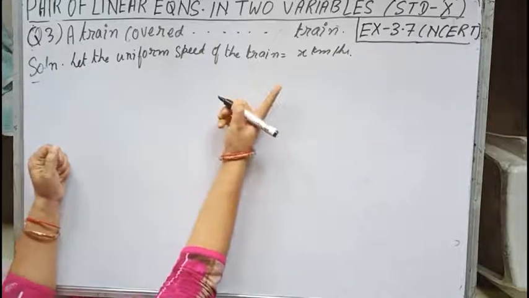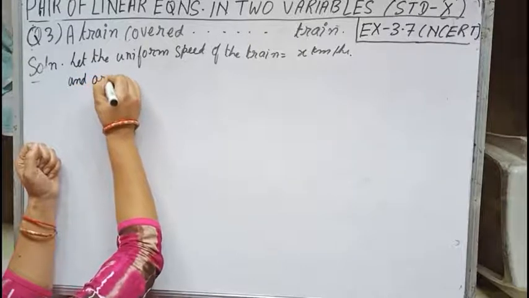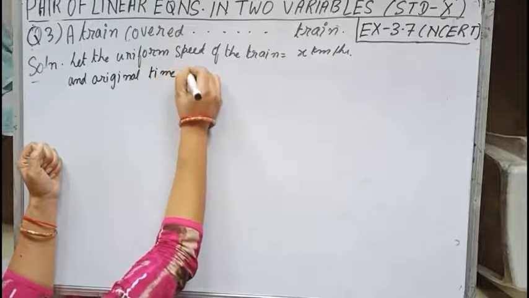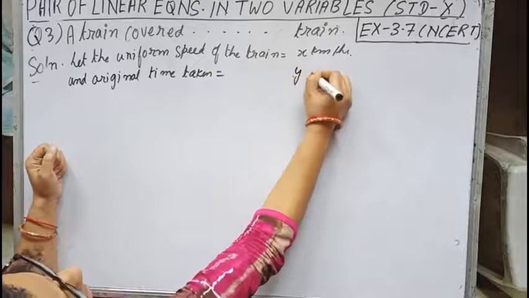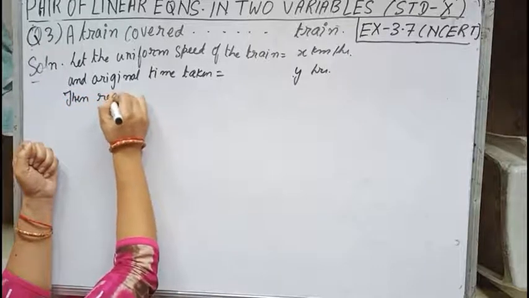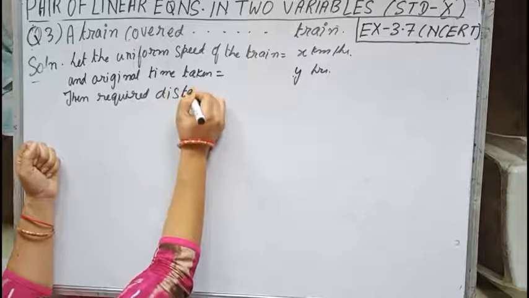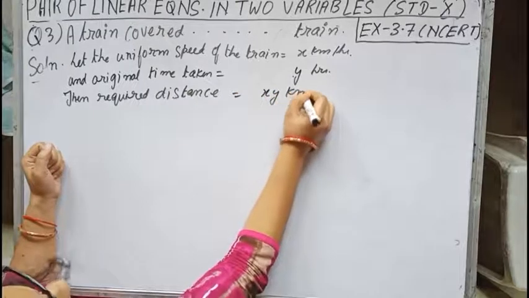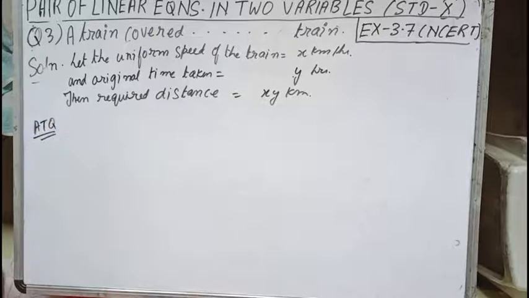So let the uniform speed of the train equal x km per hour and the original time taken equal y hours. Then the required distance equals xy kilometer.